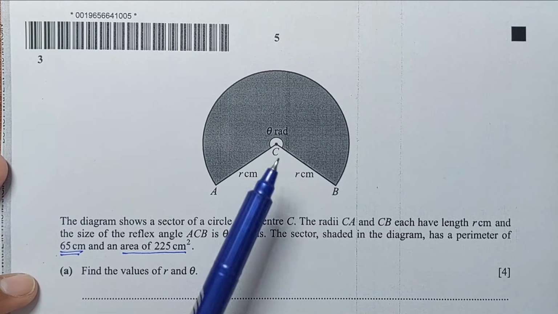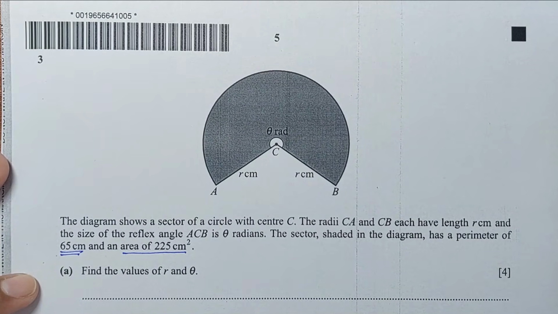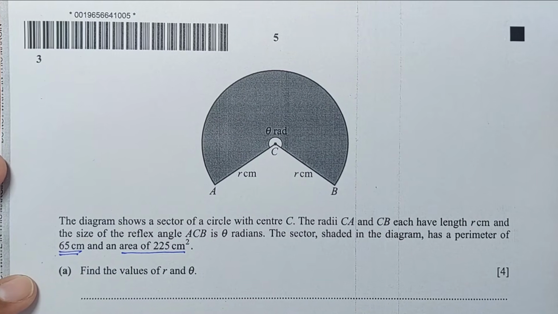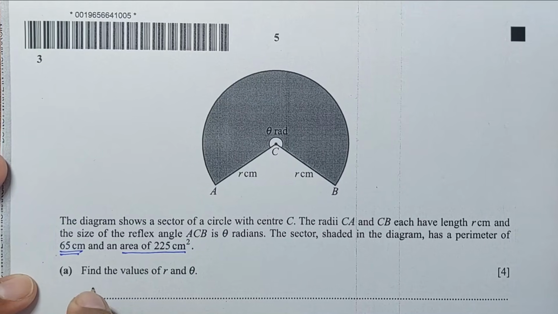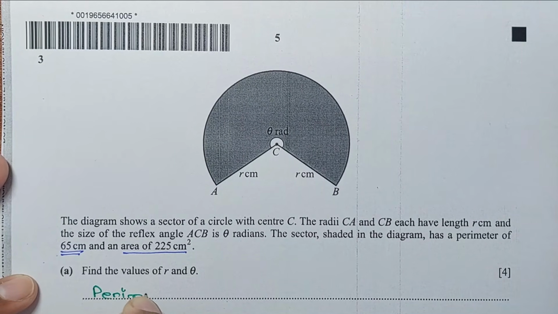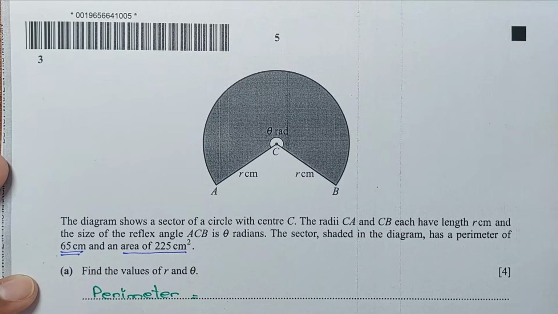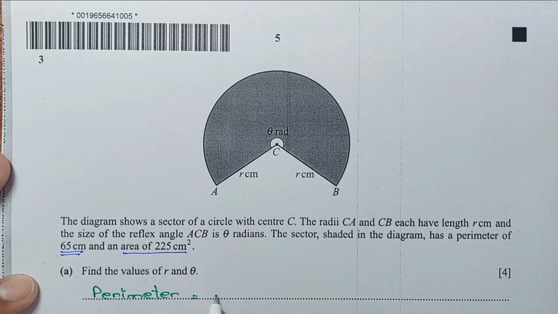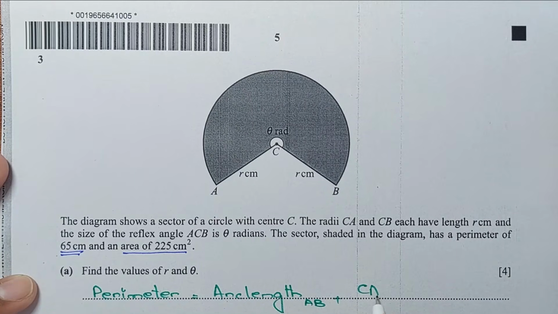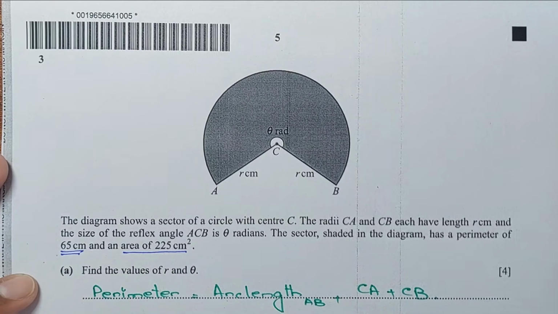Okay, so we have been given the shaded perimeter and the shaded area. Part A, find the values of r and theta. By using these two pieces of information, the shaded perimeter and the shaded area, we can easily find the values for r and theta. As we have been given, the perimeter is the sum of the arc length AB plus CA plus CB. The two radii are r and r.